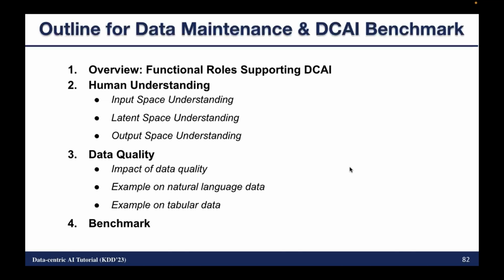In this session, I will basically start from an overview of the functional roles of how data maintenance and benchmarks serve to support data-centric AI. Then we're going to take a deeper look into how human understanding can serve as functional support for DCAI, as well as how we evaluate data quality and what the impact of data quality is, and also some examples of how people deal with data quality for two different data modalities. And finally, we're going to talk about benchmarks, from the model perspective and the data perspective, and also some lessons learned from the existing benchmarks.